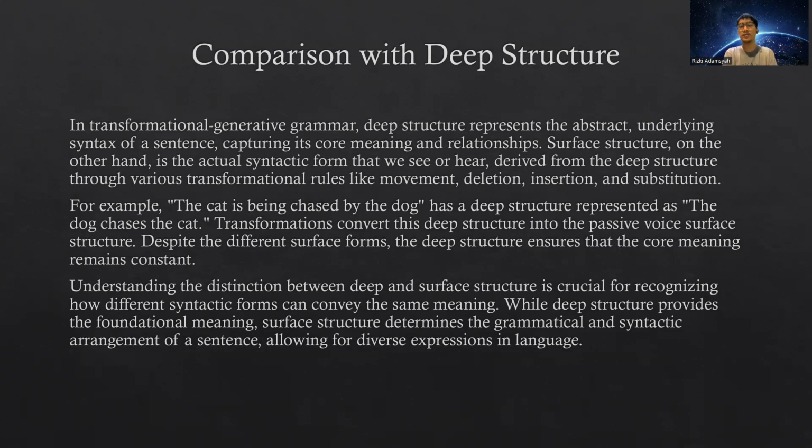Understanding the distinction between deep and surface structure is crucial for recognizing how different syntactic forms can convey the same meaning. While deep structure provides the foundational meaning, surface structure determines the grammatical and syntactic arrangement of the sentence, allowing for diverse expressions in language.